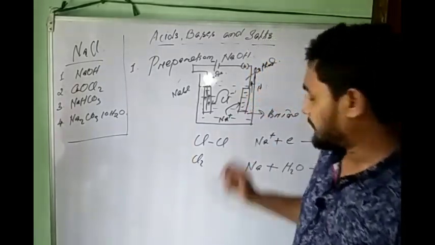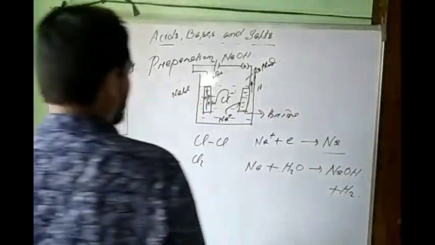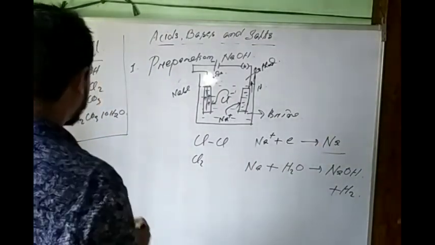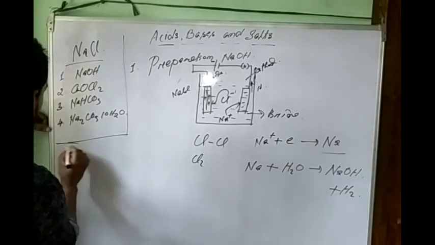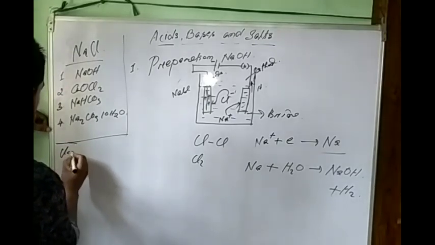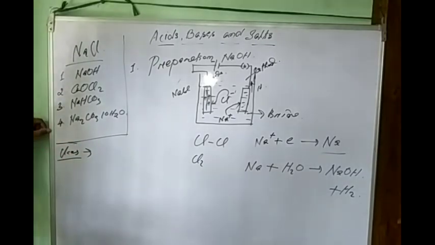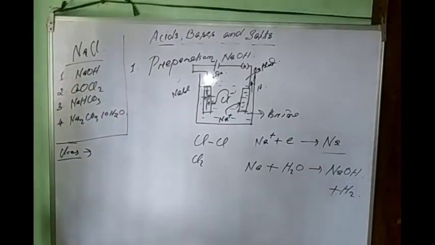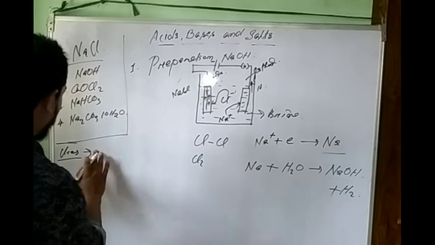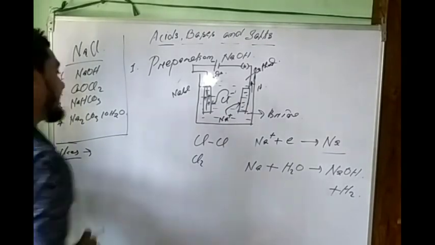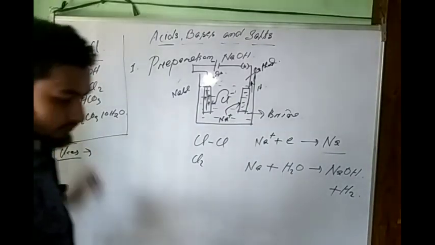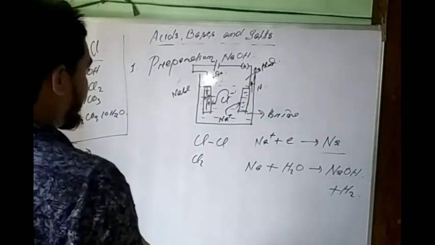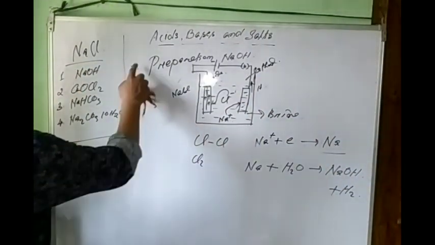Now the importance of sodium hydroxide, that means uses of sodium hydroxide. Sodium hydroxide can be used in different chemical manufacturing industries. You can take the screenshot. I will write the uses from here.